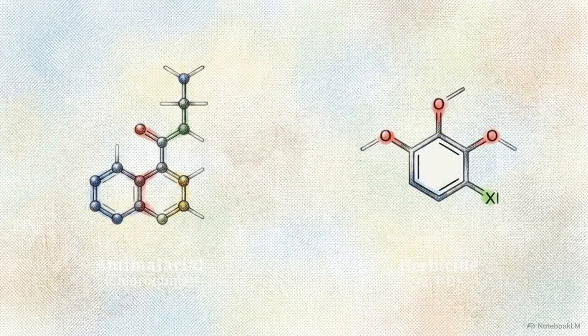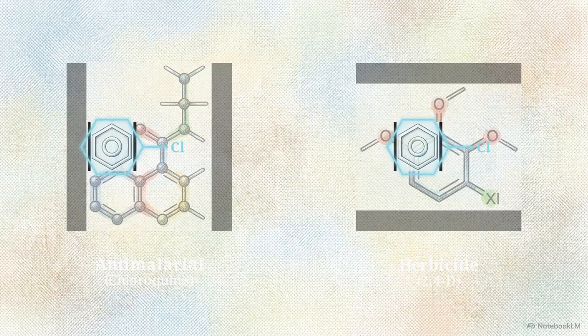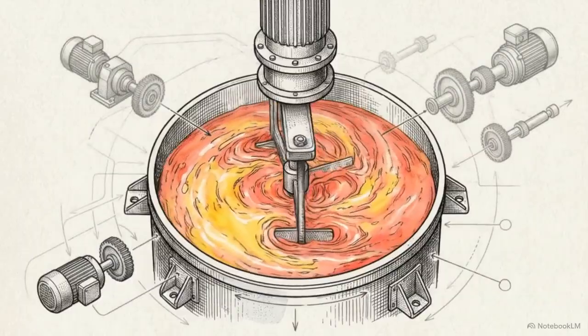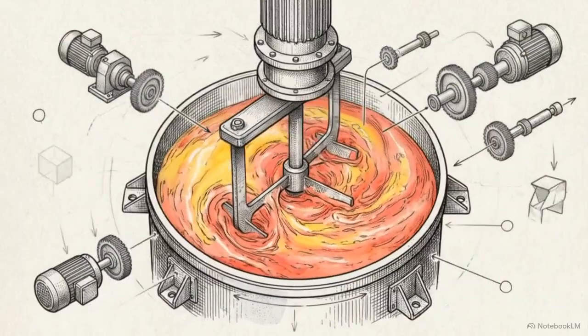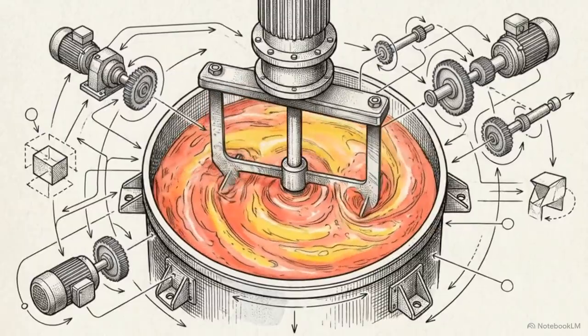Look at the molecular structures of both an anti-malarial drug and a modern herbicide side by side. Despite their different uses, they share a foundational structural trait, an aryl halide, which is a specific configuration where a halogen atom is attached to a 6-carbon benzene ring. Mass-producing these specific structures for global use requires a highly reliable way to bolt a halogen atom onto a benzene ring on an industrial scale.